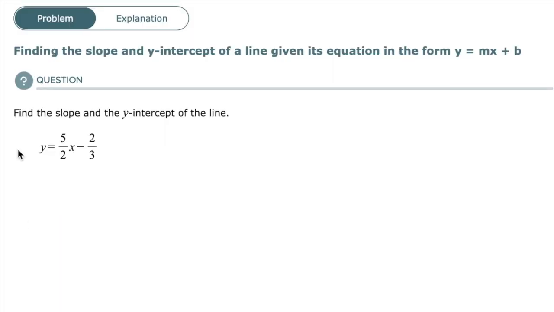Here is asking you to find the slope and the y-intercept of the line, but you're not given the graph and you're not given 2 points to use the slope formula. You're given an equation of a line in slope-intercept form.